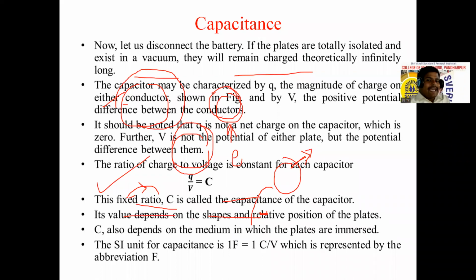The capacitor may be characterized by Q, the magnitude of charge on either conductor shown in this figure, and by V, the positive potential difference between the conductors. Okay, see, one charge fulfills its capacity, one has a deficiency. That means one charge has some potential. In our world, a worker who has a public behind him, that is his potential, right? No, one person is alone, he has no potential, meaning he has a deficiency of people. So that means one has a high potential, one has a low potential.